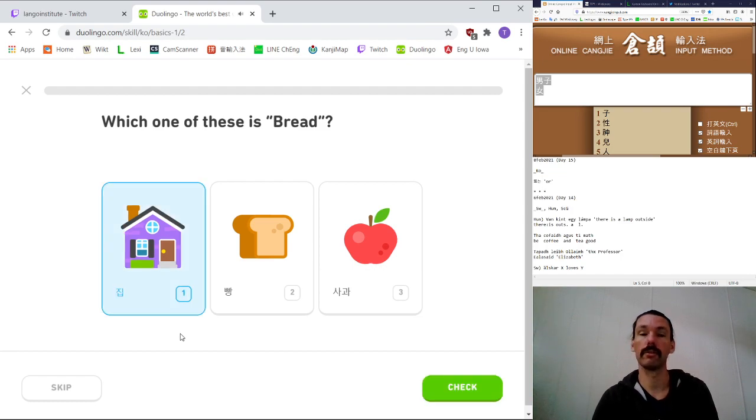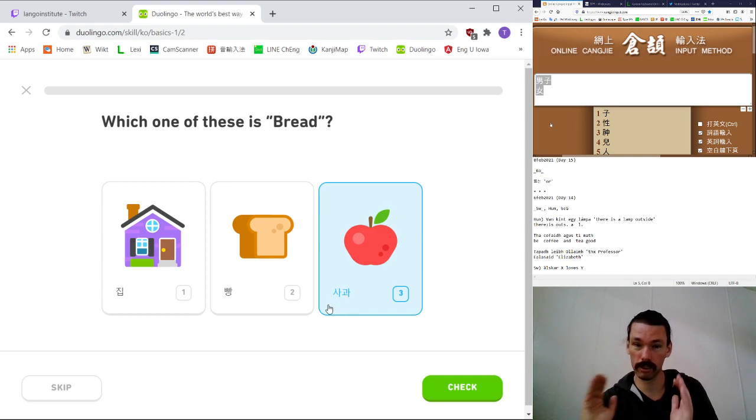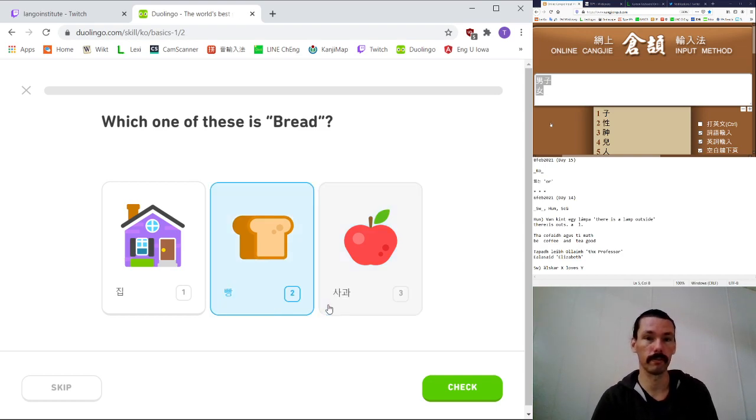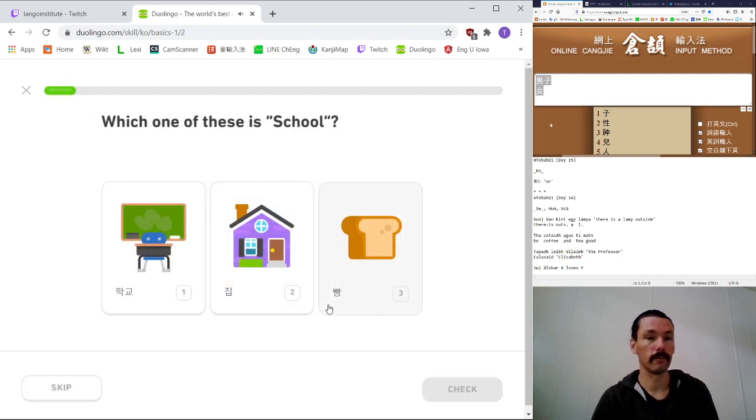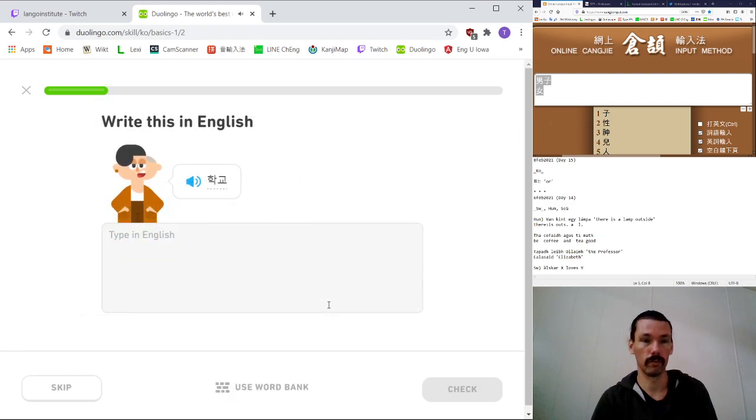집, house. 사과, sagwa. Here this has a syllable gua, but it's not the word and. Sagwa is just a 2-syllable word for apple, also from Chinese. 빵. School. 학교, school.